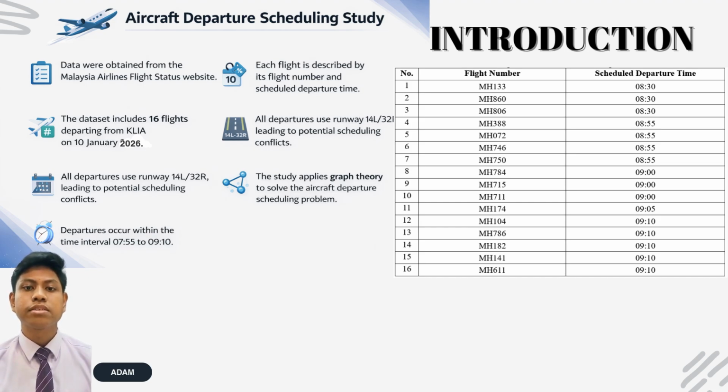All selected flights depart from the same runway, namely runway 40L/22R, which creates potential scheduling conflicts due to overlapping departure times. A total of 16 flights were identified within the time interval from 7:55 to 9:10, as shown in this table, which lists the selected flight numbers and their corresponding scheduled departure times.